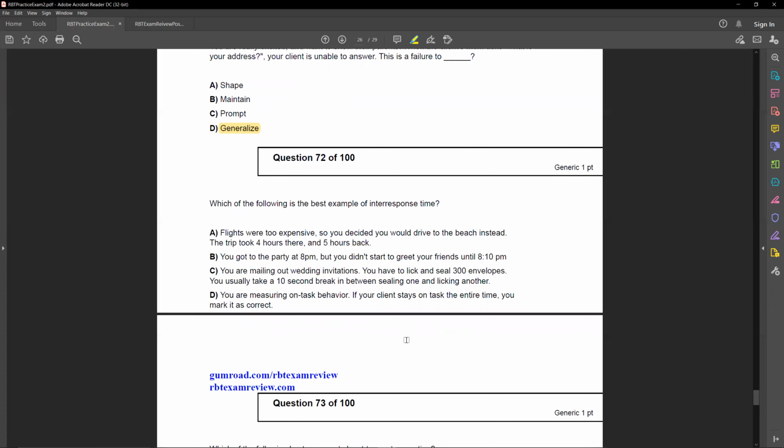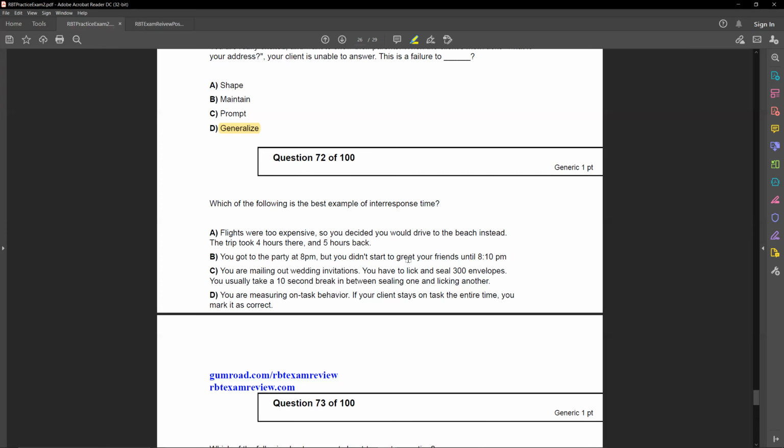So what is interresponse time? Interresponse time is the time in between two responses. So from response A to response B to response C, that is our interresponse time. We're looking for something where we have two separate responses and time in between them.